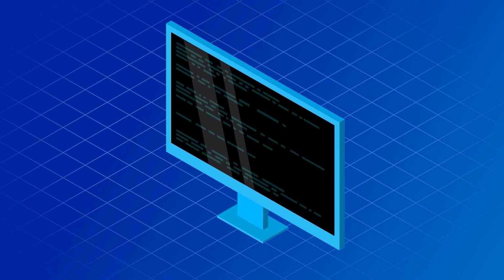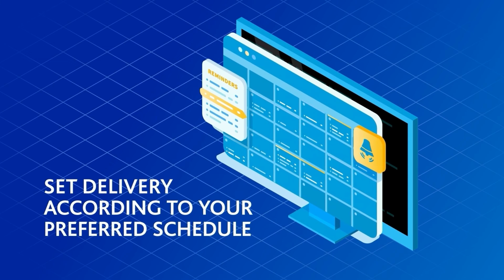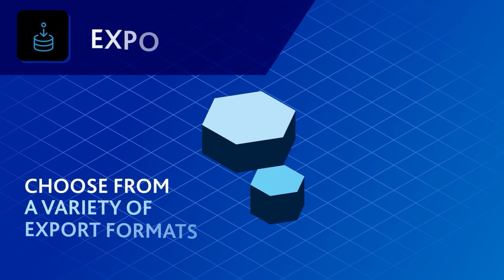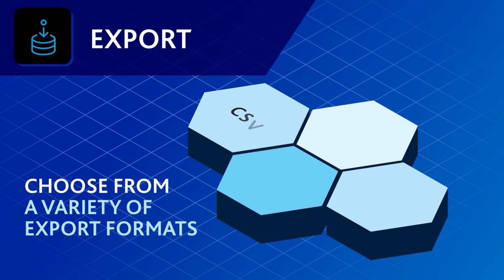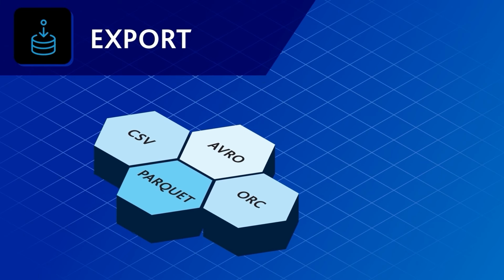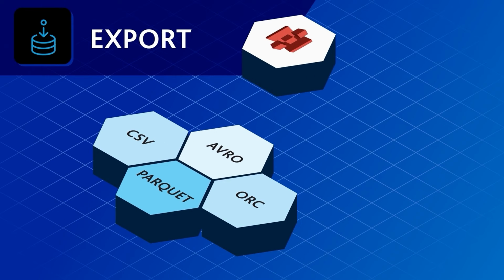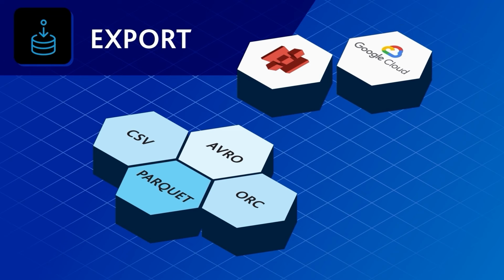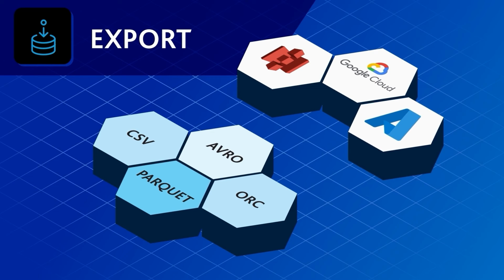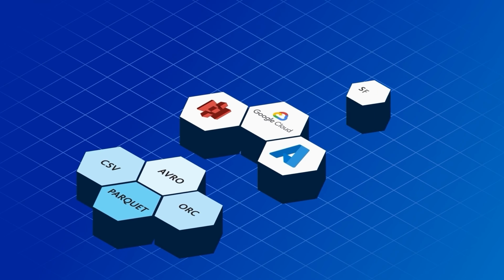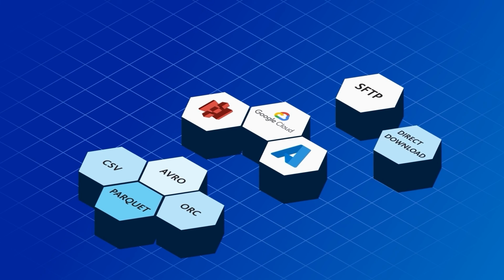When your data is ready, set delivery according to your preferred schedule. Choose from a variety of export formats such as CSV, Avro, Parquet, or ORC, and delivery options that include Amazon S3, Google Cloud Services, and Microsoft Azure Cloud-to-Cloud Transfer, in addition to SFTP and direct download.